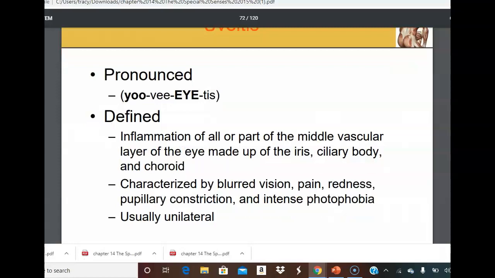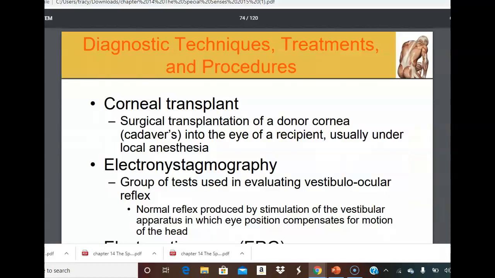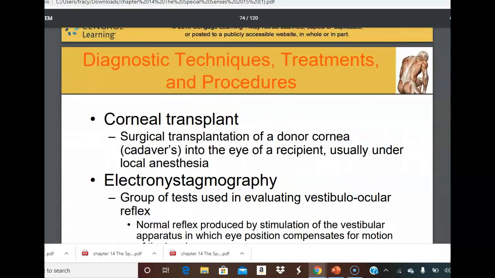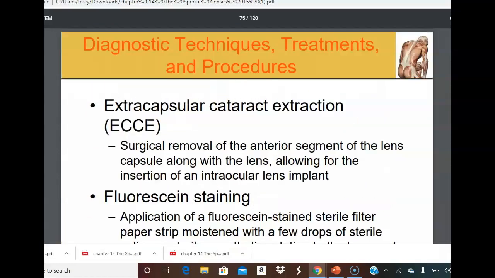I don't really know if we really need to go through this. I'm going to skip over uveitis. Okay. All right, so I'm only going to cover a couple of things in this particular section. The ones that are a little bit more relevant. There's some different things you can read through here. There's stuff in the book that talks about this.